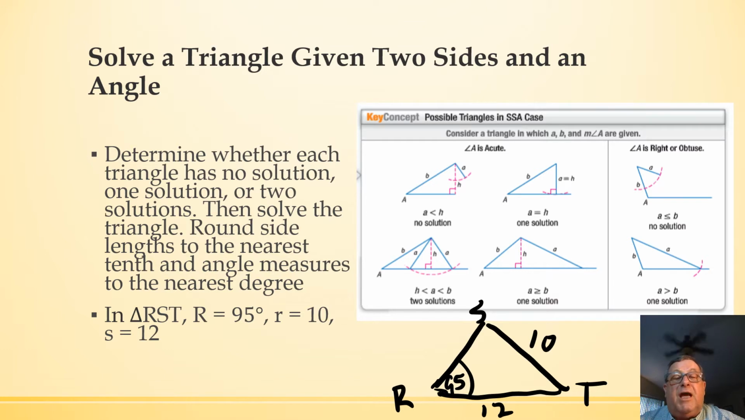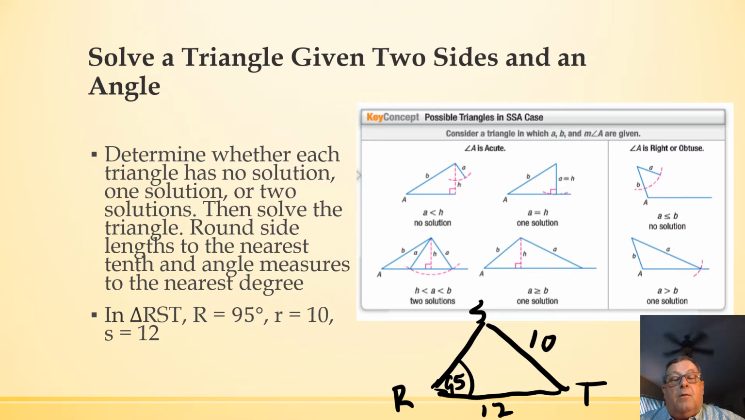We call that two possible solutions the ambiguous case. We've got several steps that we'll have to check through to determine: do we have no solution? Do we have one solution? Could we possibly have two solutions? And then we can set about trying to solve.